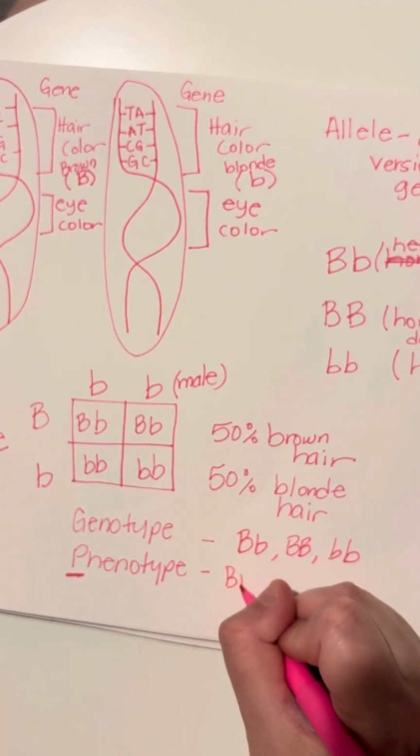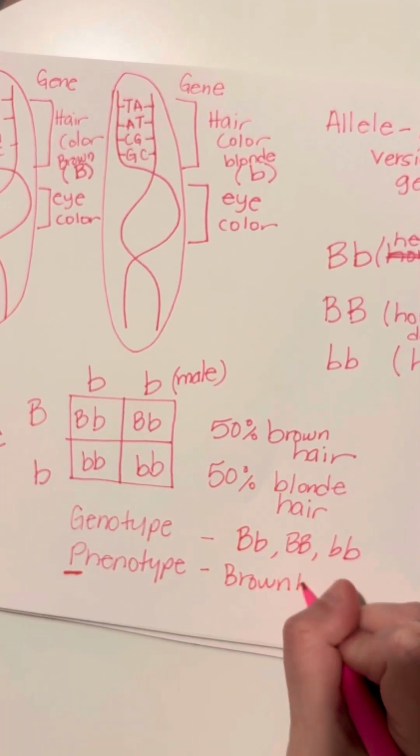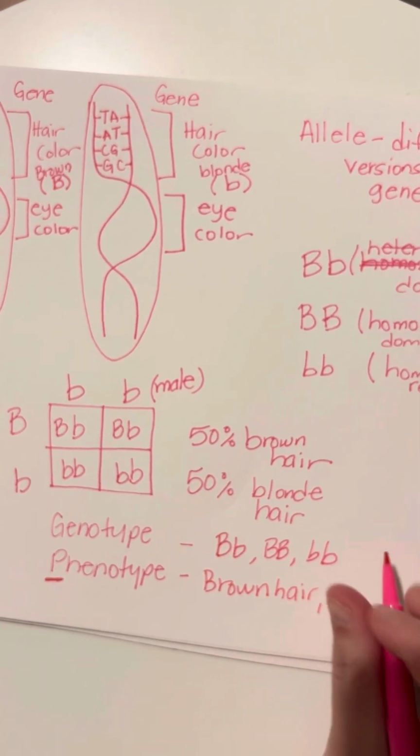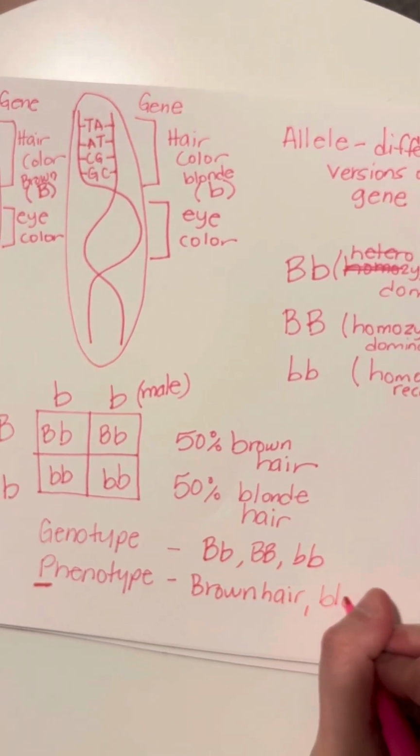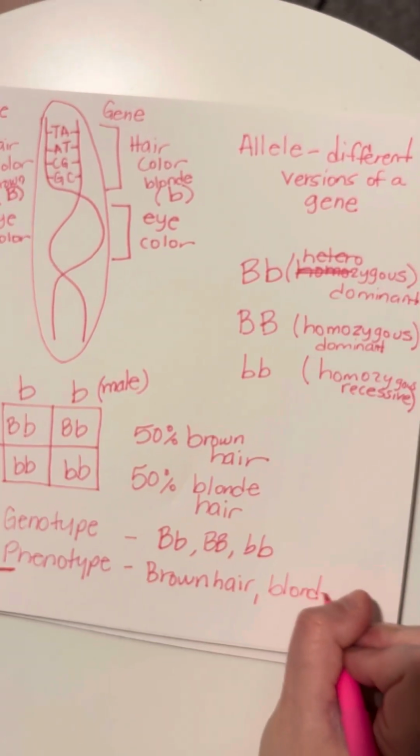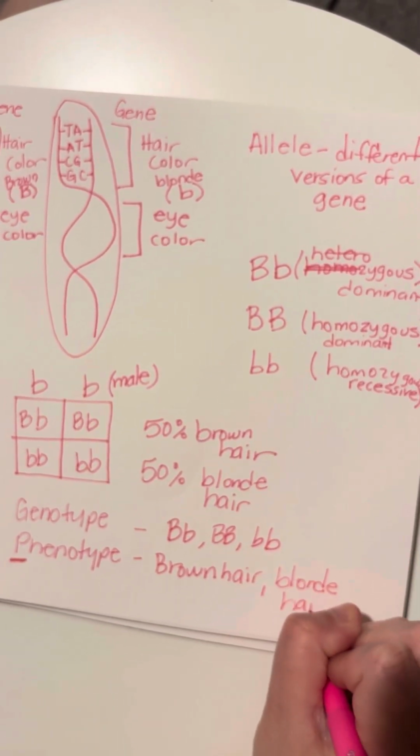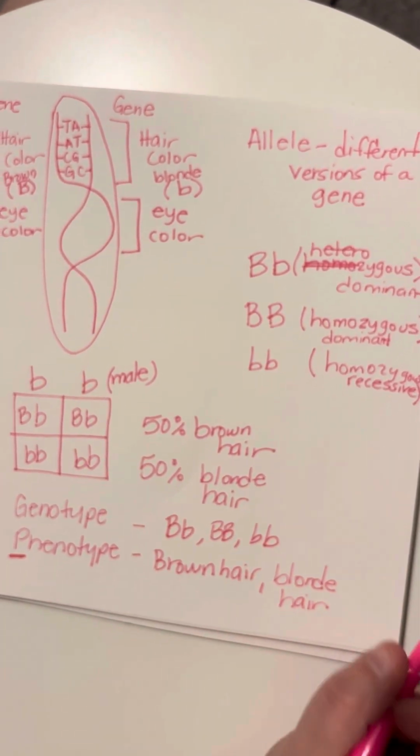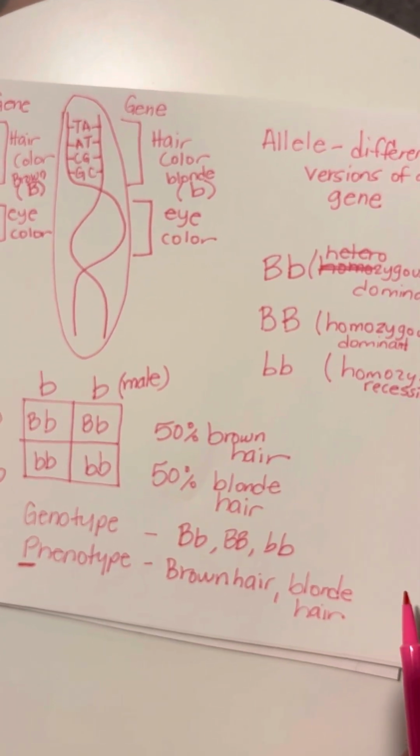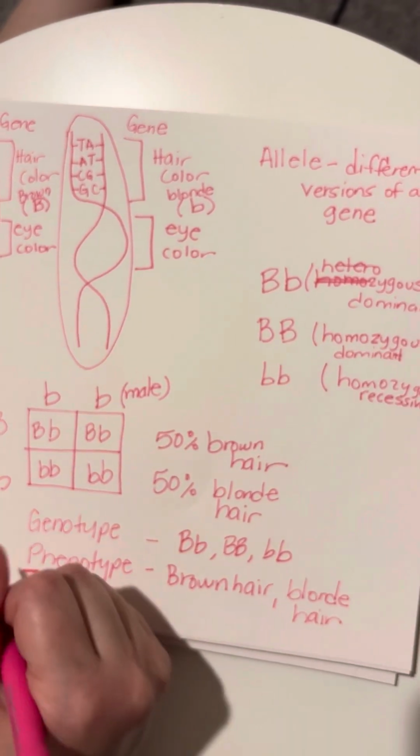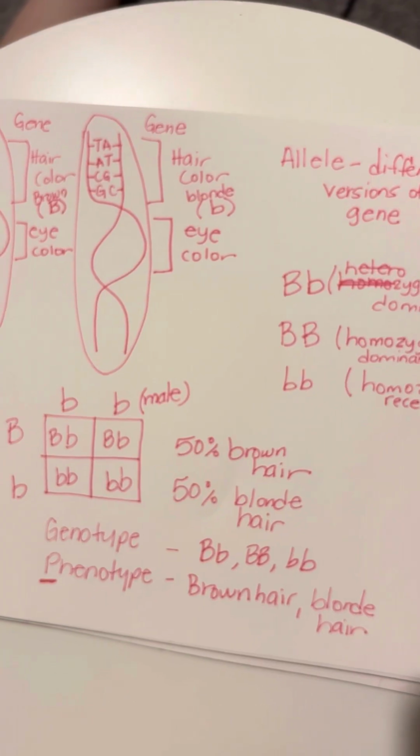Phenotype is what I have, my physical appearance. So do I have brown hair or do I have blonde hair? That would be my phenotype in this case. An example. All right, that ends our notes.